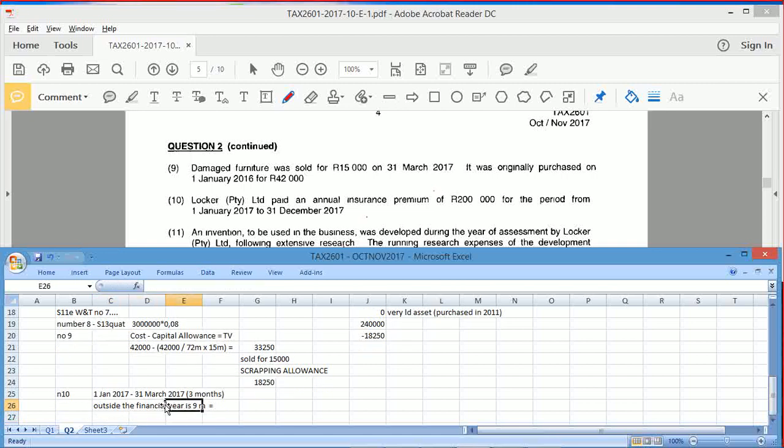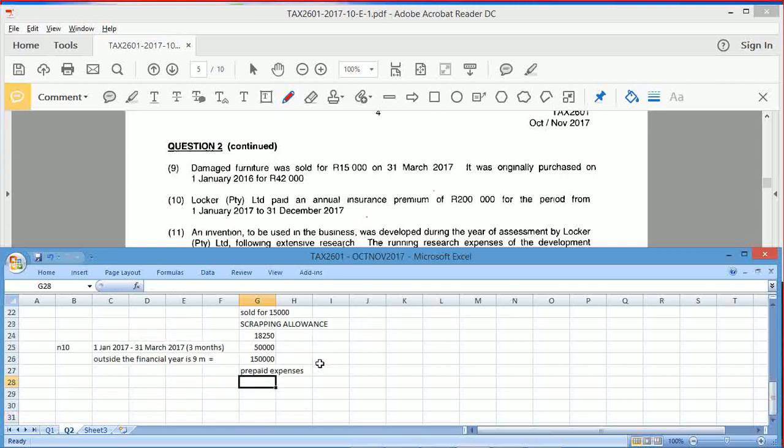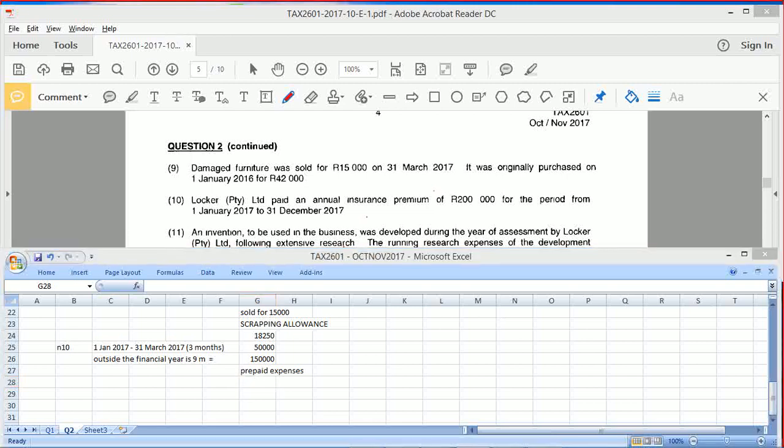Okay, so how much is that? Let's work it out. 200,000 divided by 12 times 9. 150. So this was 50,000. Does that make sense? Yes, sir. Okay. But you need to apply that whole prepaid expenditure story. Okay, so is this over 100,000? Yes, it is over. So if it's over 100,000, can I claim? No, you can't.